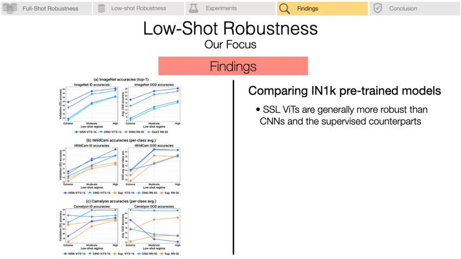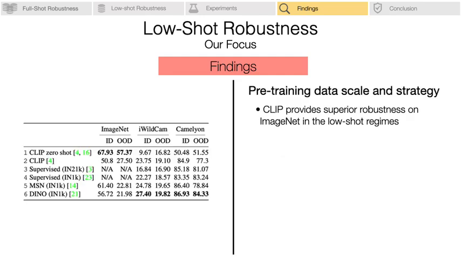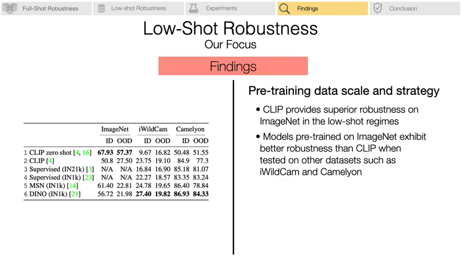In our experiments with ImageNet 1K pre-trained models, we find that self-supervised ViTs are more robust than CNNs and the supervised counterparts, as shown by the blue points on the left. However, there isn't one single model that performs best across datasets, as seen by the bolded entries in the table on the left. Looking at pre-trained data scale and strategy, we see that CLIP provides superior robustness on ImageNet in the low-shot regimes. However, that doesn't hold with other datasets, where DINO's robustness is superior on both iWildCam and Camelyon.